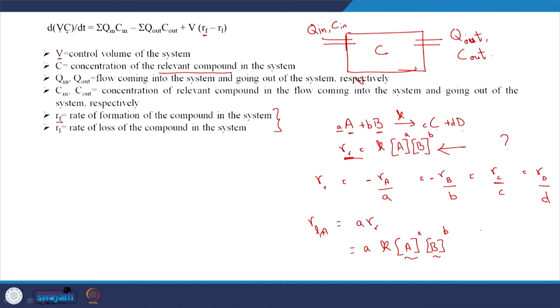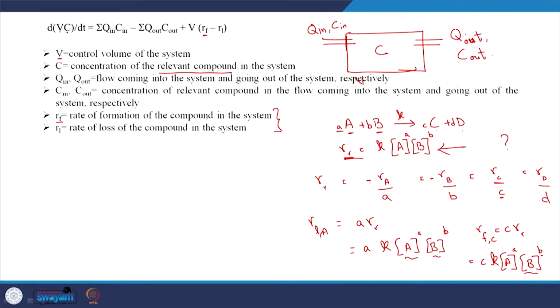For example, RC, the rate of formation of C, is equal to the stoichiometric coefficient of C times the rate of the reaction. So that is equal to the coefficient of C times K into concentration of A raised to the stoichiometric coefficient of A, and the concentration of B raised to the stoichiometric coefficient of B.